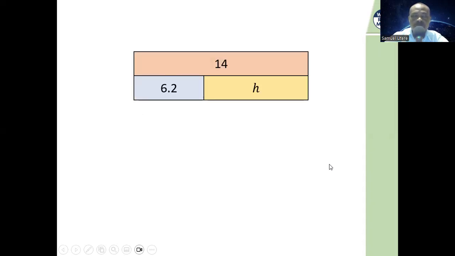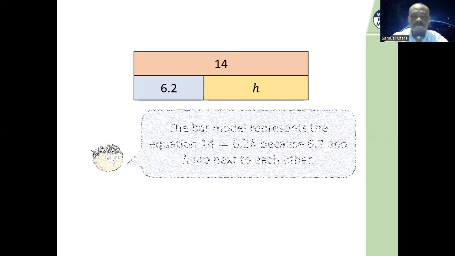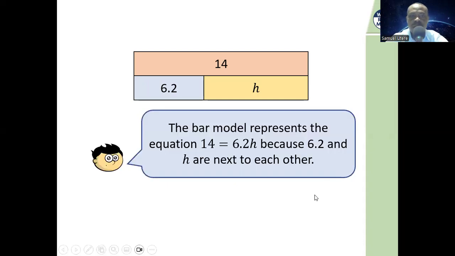What about this one? Here, Jack says the bar model represents the equation 14 is equal to 6.2H because 6.2 and H are next to each other. Always remember, we add the bars, so he is clearly wrong. Okay? He is clearly wrong. The proper calculation for this is 14 equal to 6.2 add H.